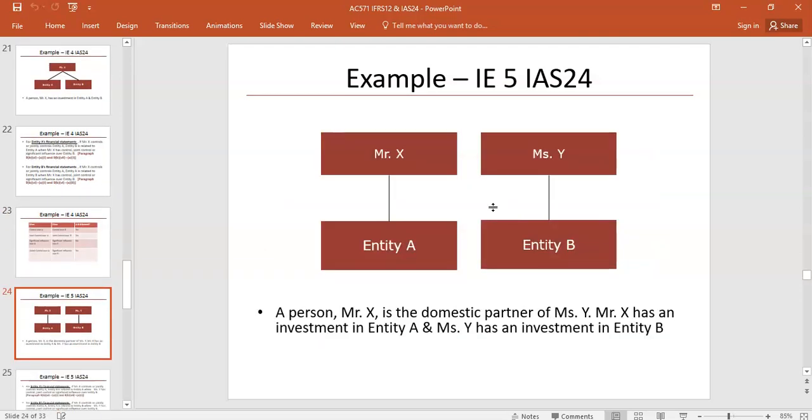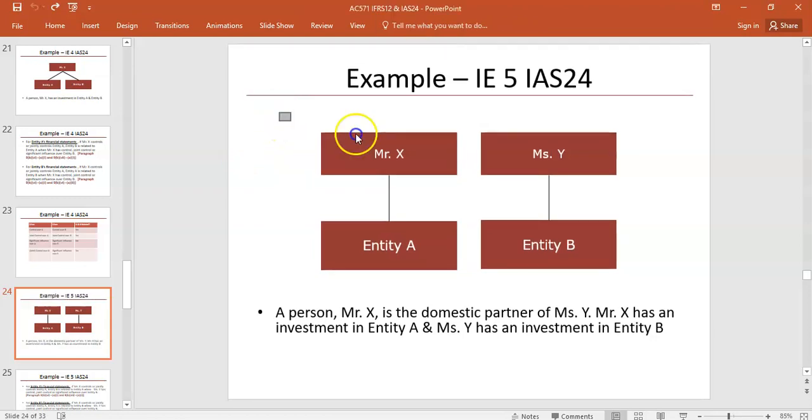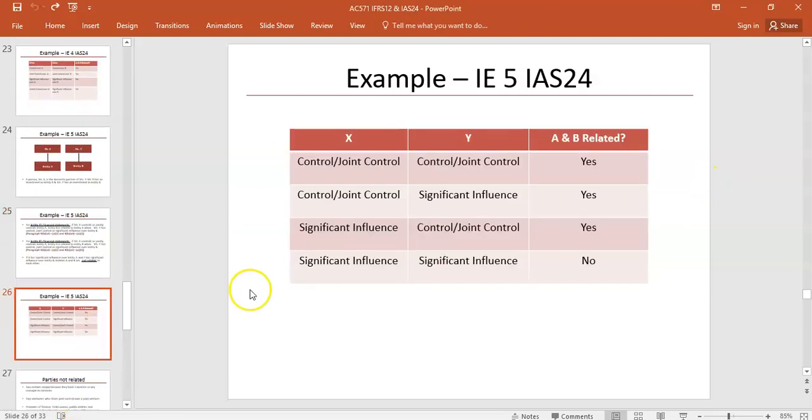Same happens, for example here, Mr. X has an interest in A, whereas his domestic partner, Miss Y, has an interest in B. For all intents and purposes, when we look at the table, these two will merge. They're seen as the same person, because Mr. X and Miss Y will be seen as close family members. So in that case, the table is the exact same.